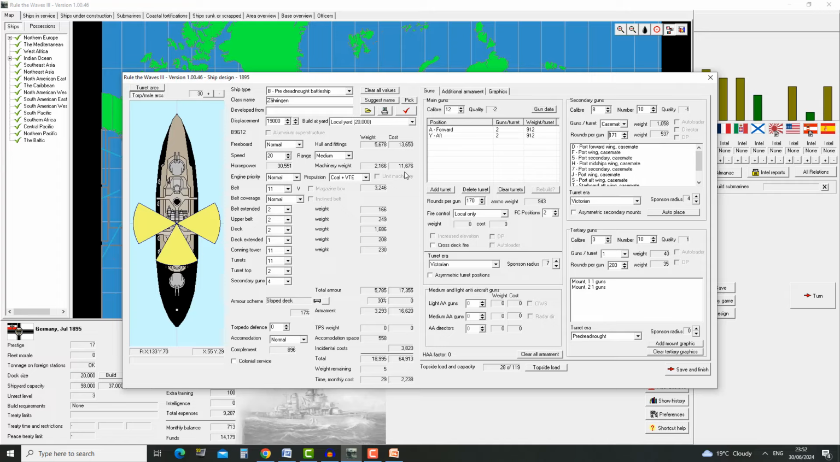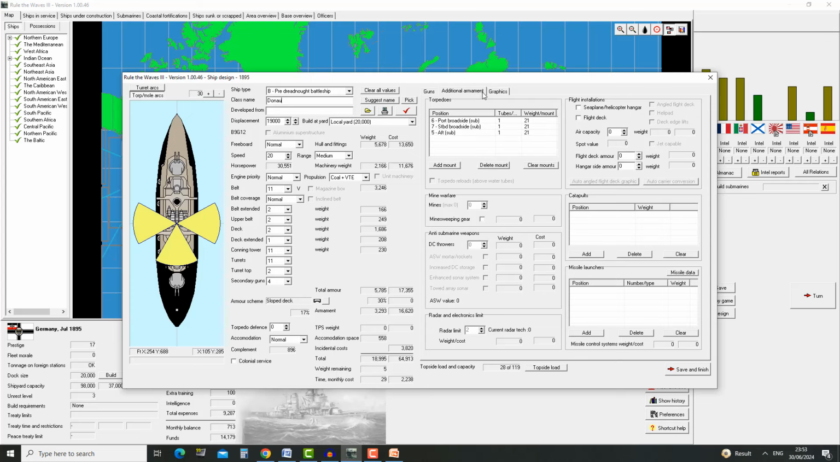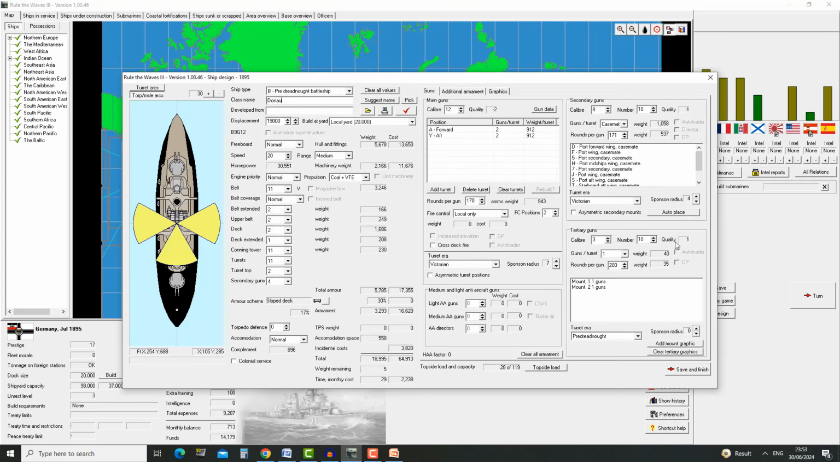Okay then. Yeah, we're just gonna bite the bullet and design this. Project Berlin is actually going to lead to us building a class named Donau. So Donau is going to be the next flagship of our navy. One last check: 20 knots, 11 inch belt, 12 inch guns, 8 inch secondaries. F torpedo tube has been added. Yeah, I'm okay.